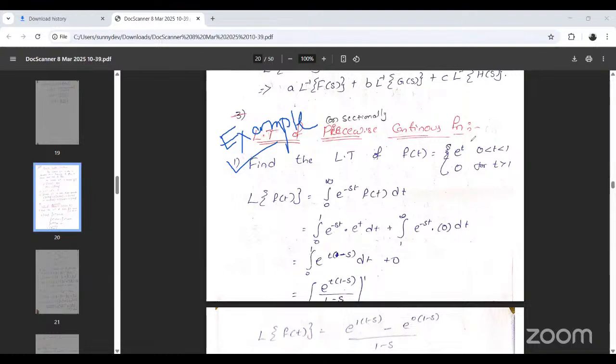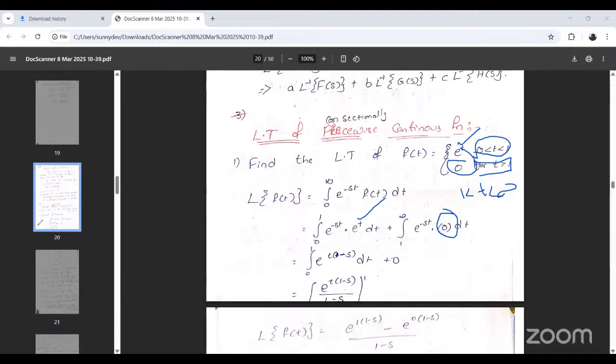Find the Laplace transformation of the function f of t equal to e power of t when t is in between 0 to 1, and it is 0 when t is greater than 1, that means t is in between 1 to infinity. So the Laplace transformation is the integral of e power of minus st, f of t, dt. We divide 0 to infinity into 0 to 1 and 1 to infinity. When t is in 0 to 1, the function is defined by e power of t; when t is in between 1 to infinity, the function is 0.